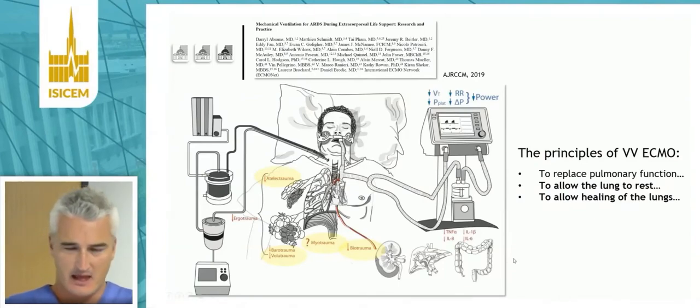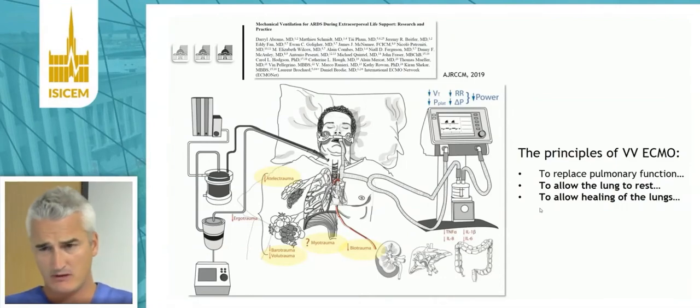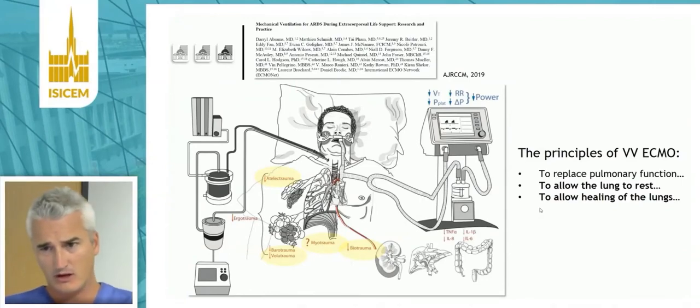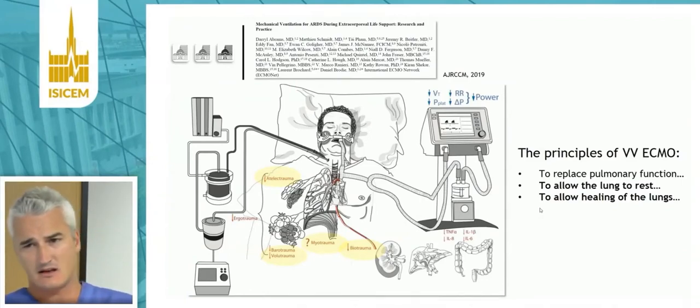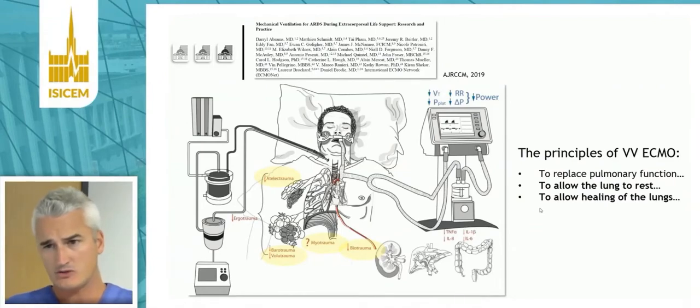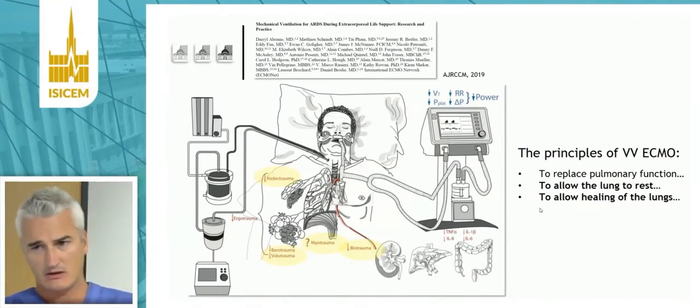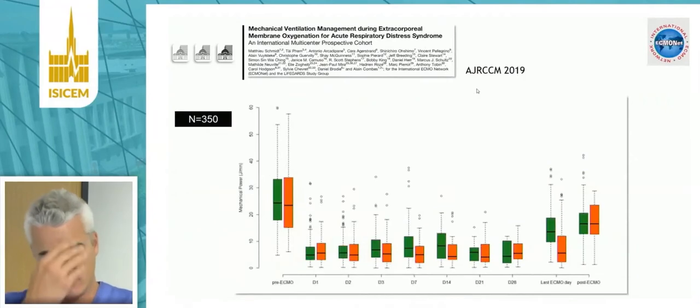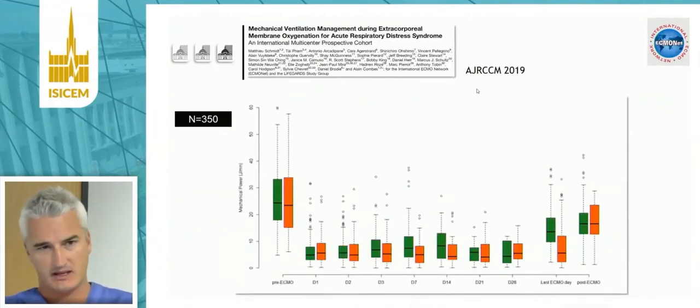spontaneous ventilation. And we need to keep in mind that the principle of VV ECMO is, first of all, to replace pulmonary function to ensure oxygenation and carbon dioxide removal, but one of the key functions is to allow the lung to rest and to allow healing of the lung. To achieve these goals, we need to decrease the mechanical ventilation, to employ ultra-protective ventilation by decreasing the mechanical power, so the energy promoted by the mechanical ventilation.